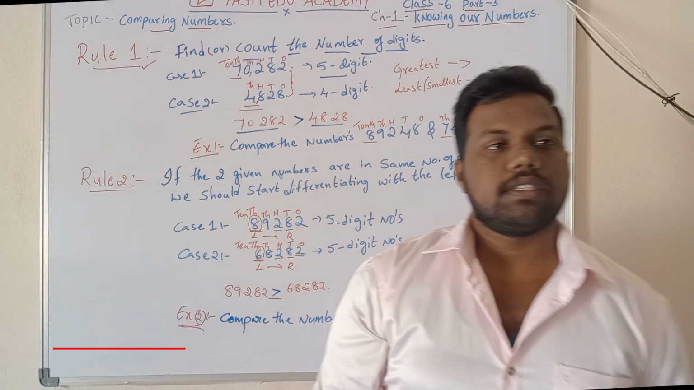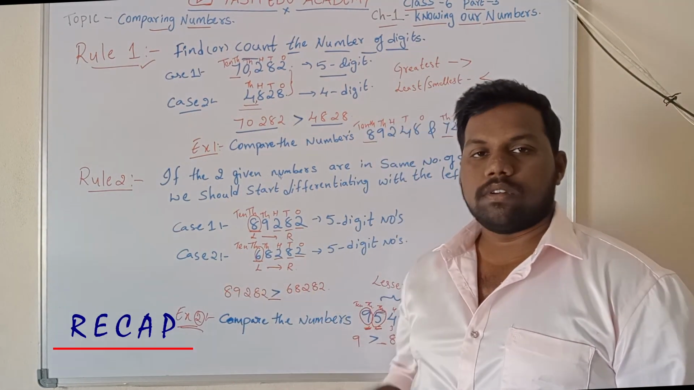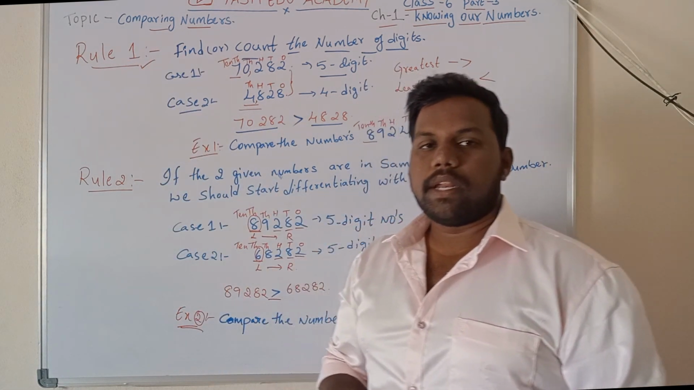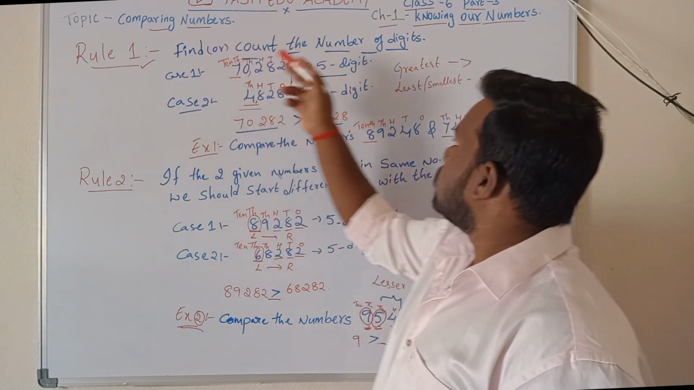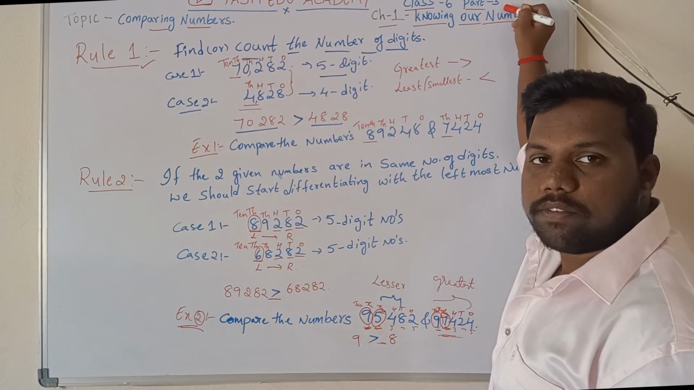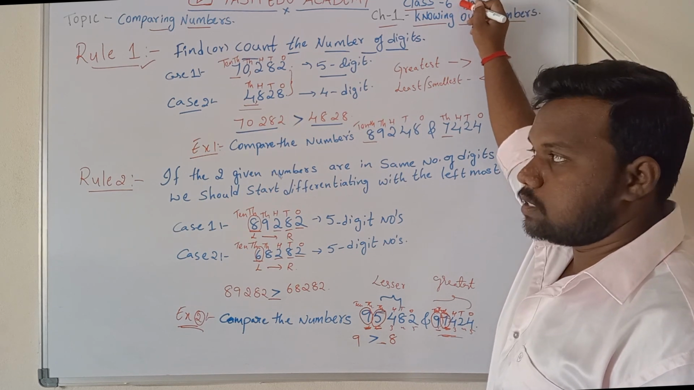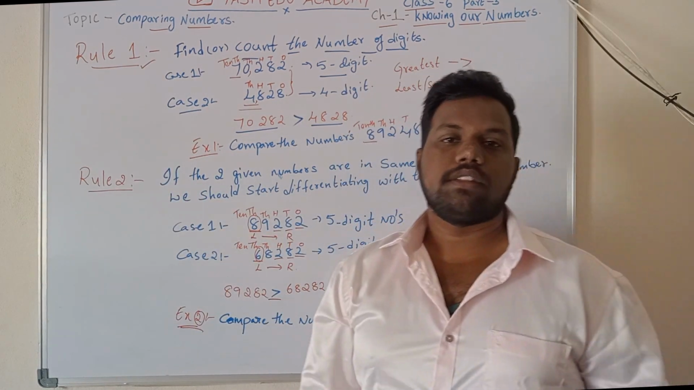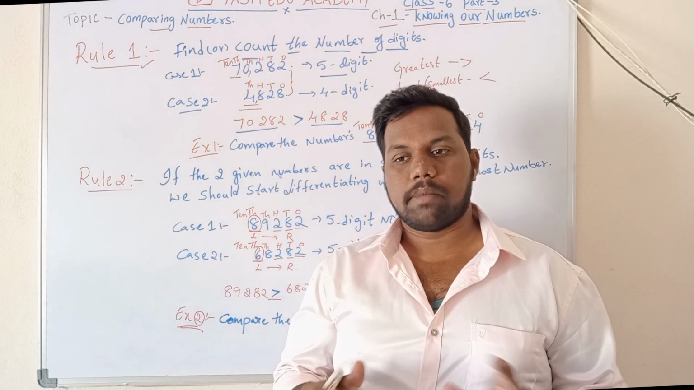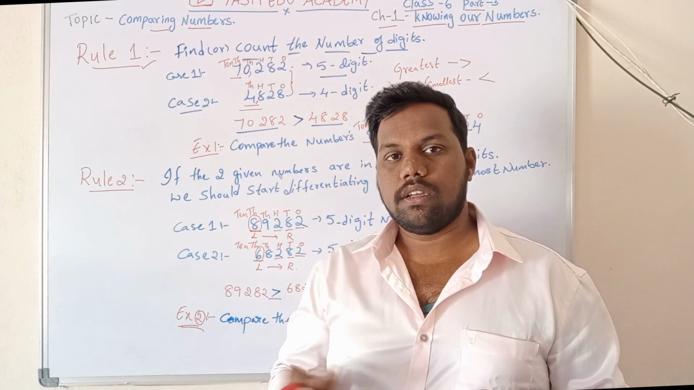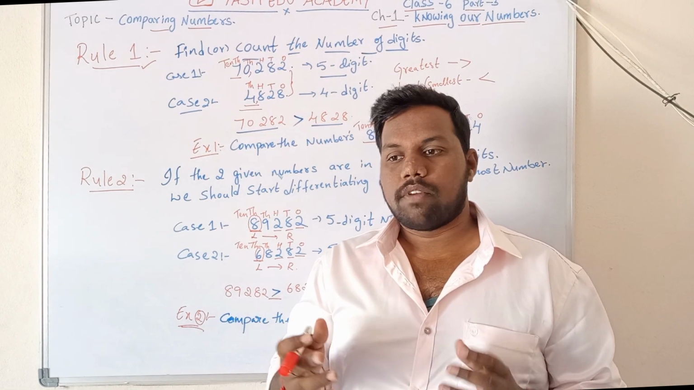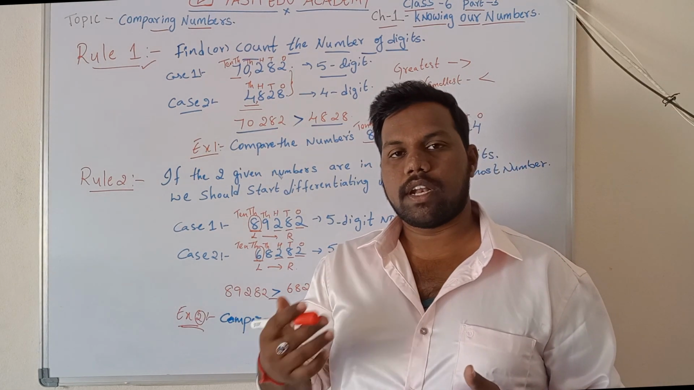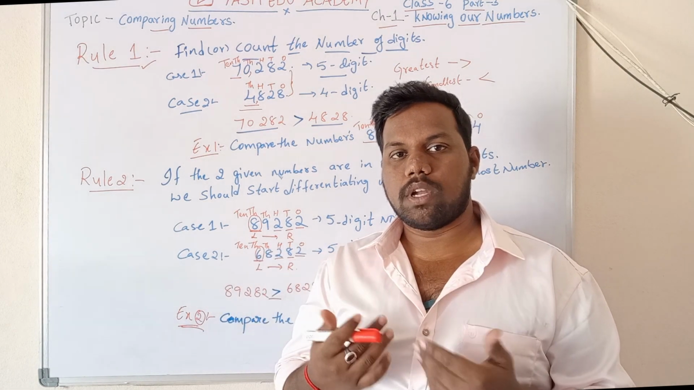Okay, now let us discuss the summary of today's video. In this video we have started with comparing numbers from the chapter Knowing Our Numbers part 3 video, of class 6 maths. Before starting the rules, what is comparing numbers? Comparing numbers is comparing and differentiating the numbers from each place value and the number of digits, to find out whether the given numbers are greatest or smallest by comparing the two numbers.